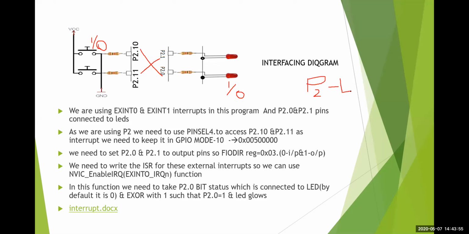So if I want to access the lower part of port 2, I need to use pin select register 4. Pin select 0 and 1 are used with respect to port 0. Pin select 2 and pin select 3 are used with respect to port 1. Pin select 4 and pin select 5 are used with respect to port 2. So in order to handle the lower part of port 2, I need to access pin select 4. So now I'm using this pin select 4 here.